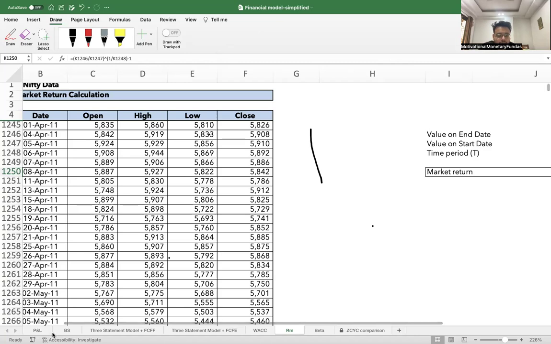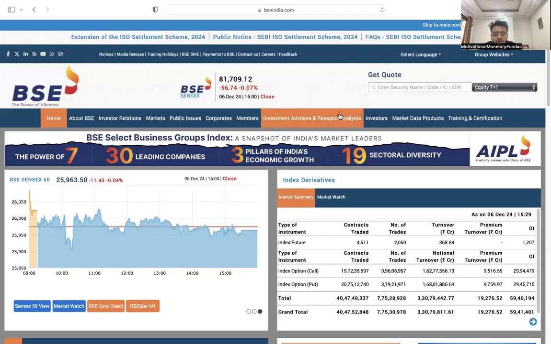If I just go in here, and go to the Bombay Stock Exchange. Screen share is paused. Wait, let me share. See, go here on the Bombay Stock Exchange.